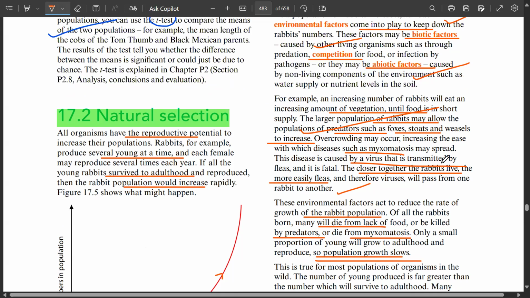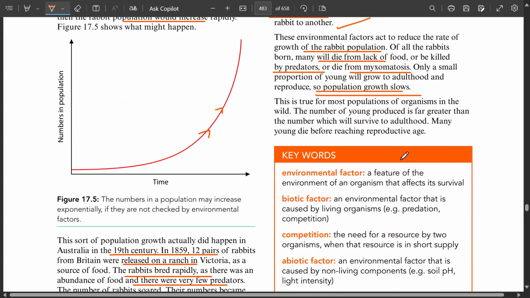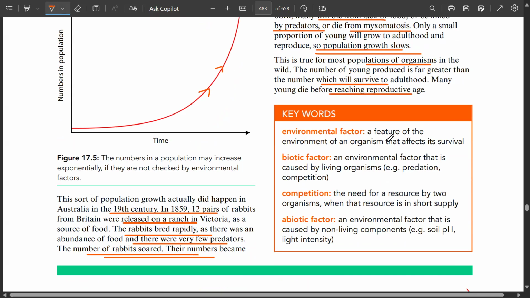तो इस तरह के factors होते हैं that can slow down the growth of population. This is true for most populations of organisms in the wild. The number of young produced is far greater than the number which will survive to adulthood, and many young die before reaching the reproductive age.